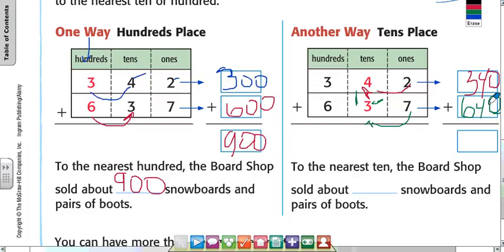And then after I round, after I estimate, I have to add. So 0 plus 0 is 0. 4 plus 4? 8. 3 plus 6? 9. So to the nearest 10, the board shop sold about 980 snowboards and pairs of boots.